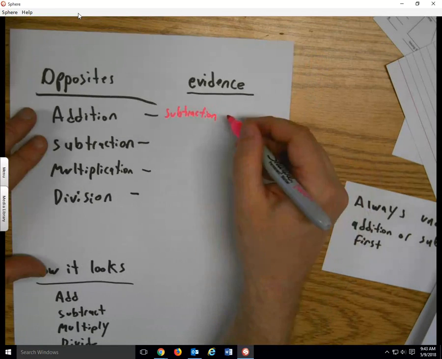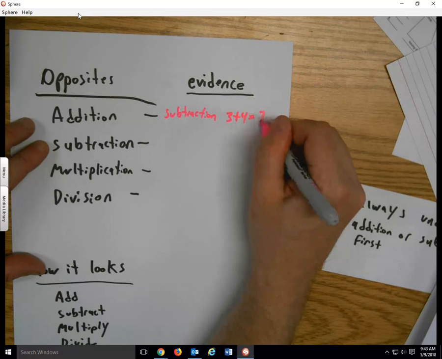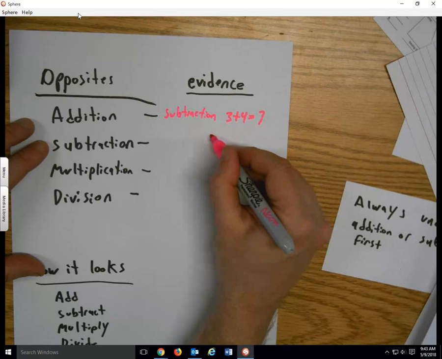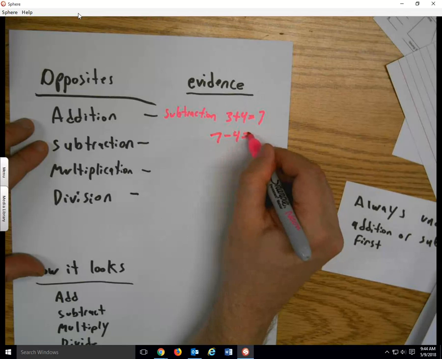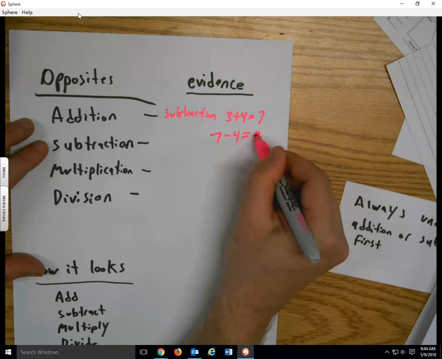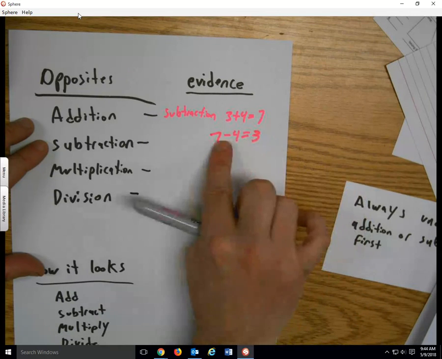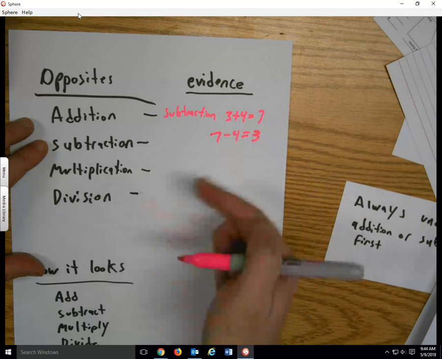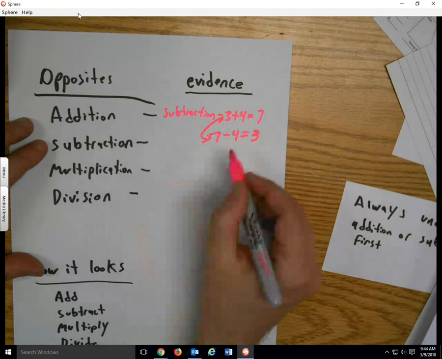And let me prove that to you. Let me give you some evidence of that. If I had 3 plus 4, it would equal 7, right? That's adding. So let's do the opposite of that. Let's do 7 minus 4. If I do 7 minus 4, I will get 3. So adding 3 and 4, I get 7. Subtracting 7 minus 4, I get 3. They're opposite functions. You get the same numbers. It's just going in reverse directions. So the opposite of addition is subtraction.